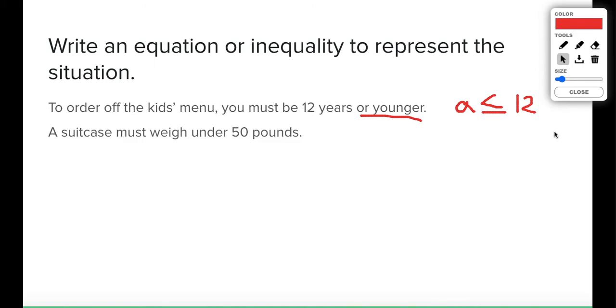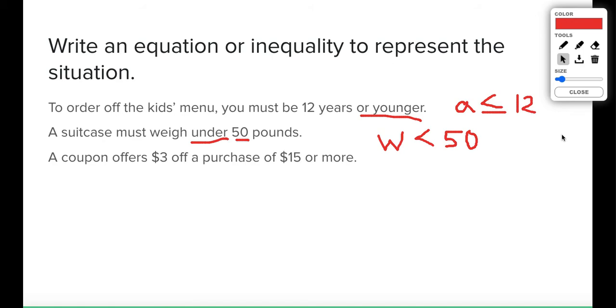A suitcase must weigh under 50 pounds. I'm seeing under 50. That's telling me the number I'm going to want to include, and the word under is signaling to me that we're probably going to be using an inequality sign. So if my suitcase's weight is right here, it should be less than 50. The weight is under 50. It doesn't say 50 or under, so I'm not going to include the or equal to sign. We're just going to use a less than sign.